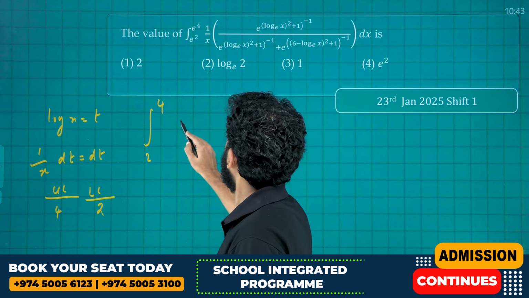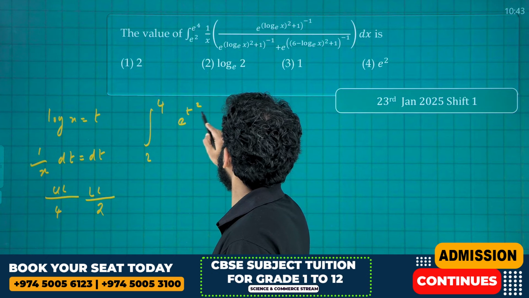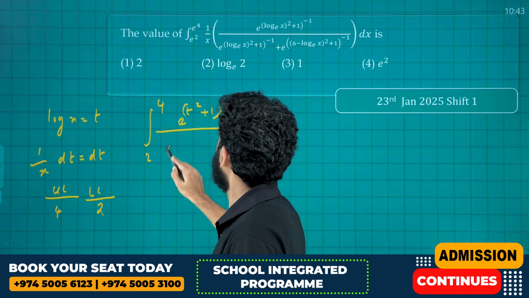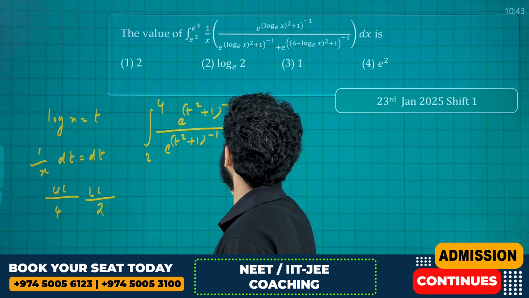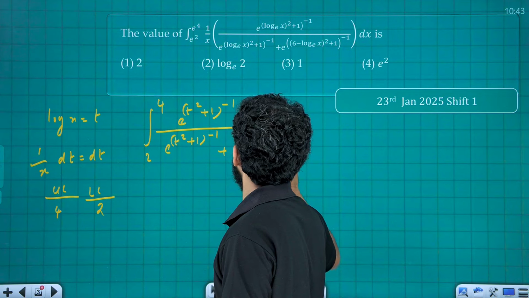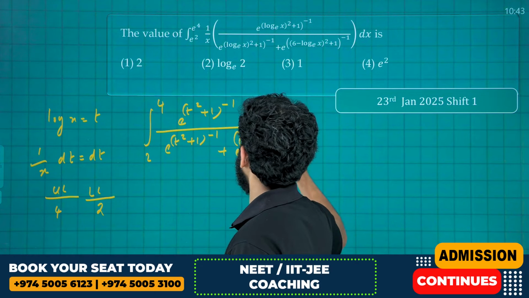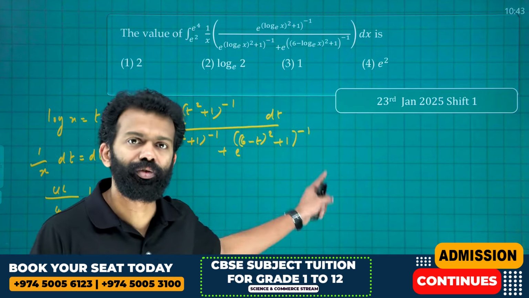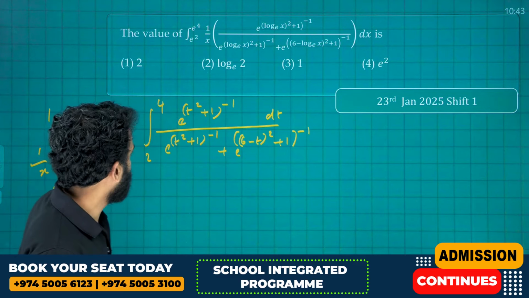It will be (e raised to (t square plus 1))^-1 divided by [(e raised to (t square plus 1))^-1 plus (e raised to ((6 minus t) square plus 1))^-1] dt. So this integral has reduced to this one. So how are you going to formulate this one? It's very easy actually. I hope you know the King's rule.